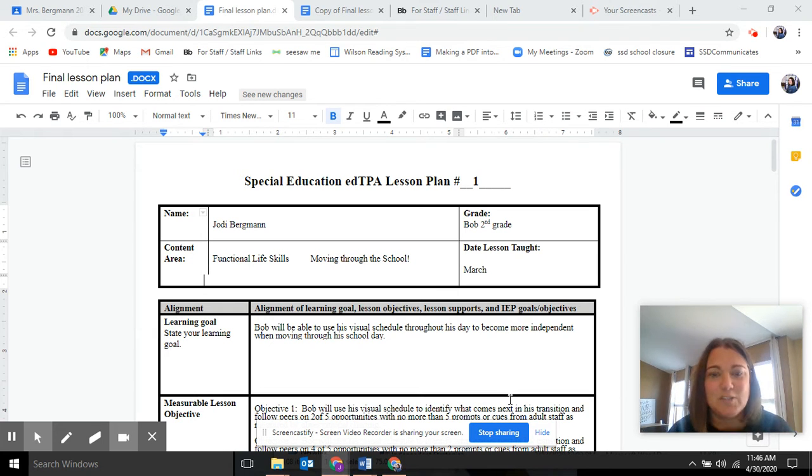I am from St. Louis, Missouri, and I am a special education teacher. And I will be presenting my lesson plan, Functional Life Skills. I created this for a little boy who is in second grade. The title of it is Moving Through the School. So we are trying to get Bob independently moving through the school.